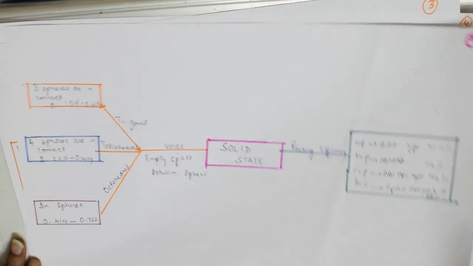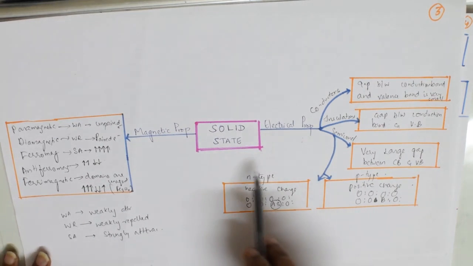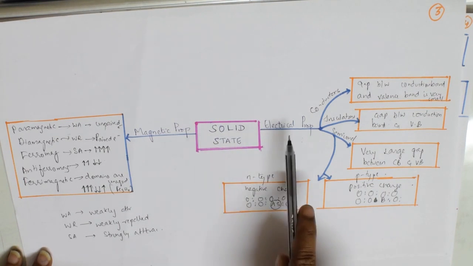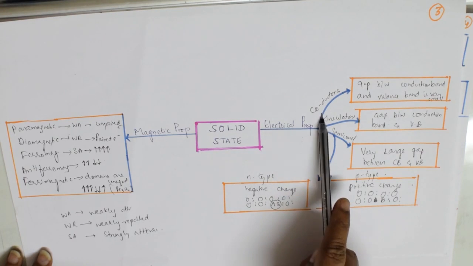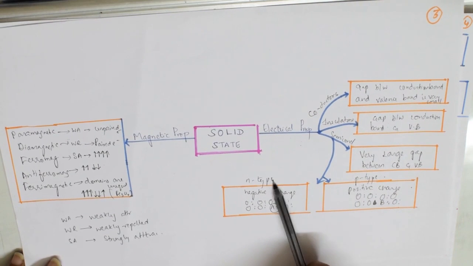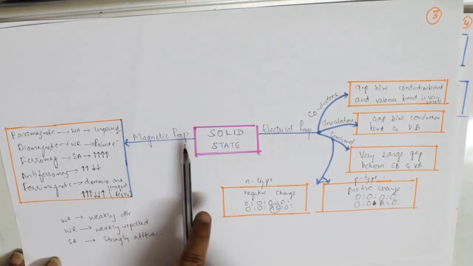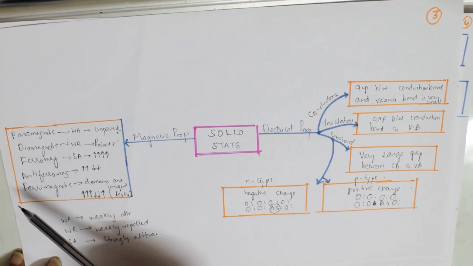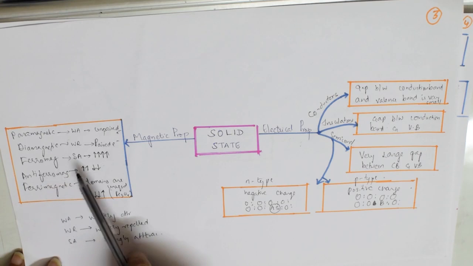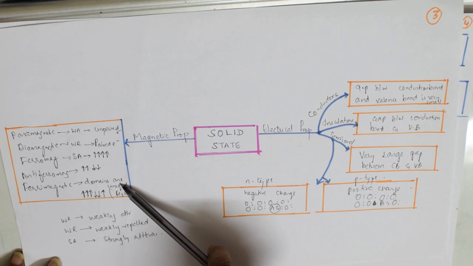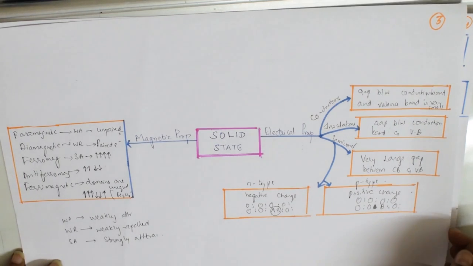After that, I have also taught you the solid state, that is electrical properties and magnetic properties. Here we have studied electrical properties under conductors, insulators and semiconductors. Semiconductors are again divided into N type and P type. In magnetic property, we have studied the important thing to remember: paramagnetic, diamagnetic, ferromagnetic, antiferro as well as ferri. In that, which is strongly attracted, which is repelled, I have written here. Examples also I have given.